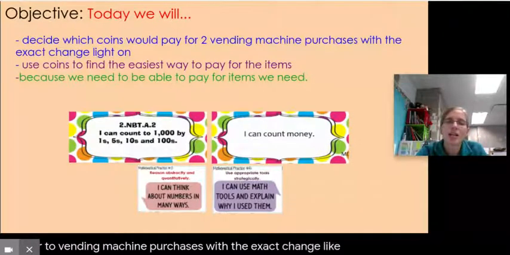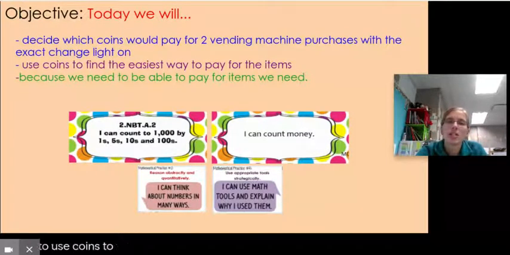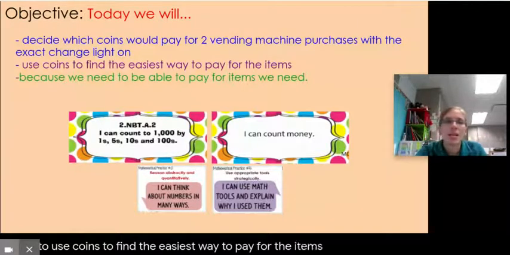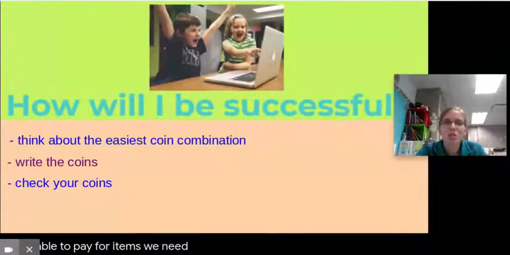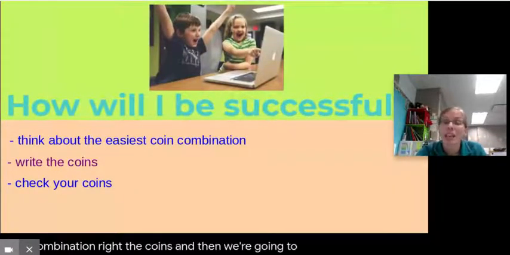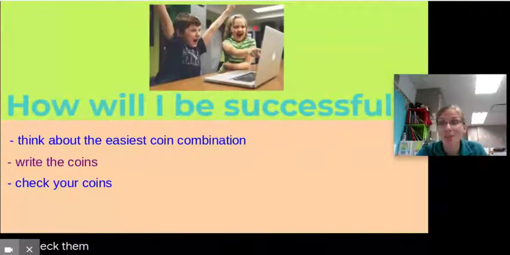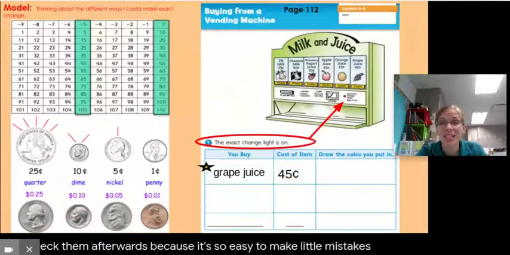Okay, so today we're going to decide which coins would pay for 2 vending machine purchases with the exact change light on. We're going to use coins to find the easiest way to pay for the items because we need to be able to pay for items we need. So we're going to think about the easiest coin combination, write the coins, and then we're going to check them. Make sure you check them afterwards because it's so easy to make little mistakes.